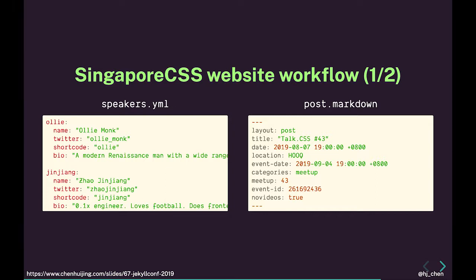So the post itself is written in Markdown, and it has some custom front matter variables that are used in the templates as logic checks. For example, before the meetup, there are no videos, so the front matter called no videos is set to true. And based on this logic check, markup for the video section is not going to render on the page.